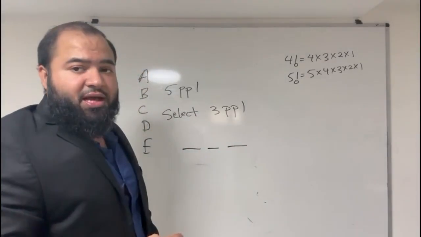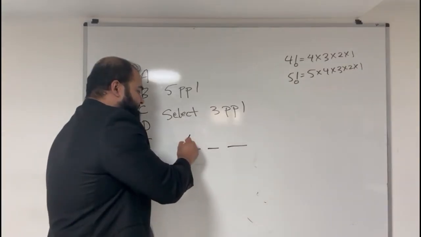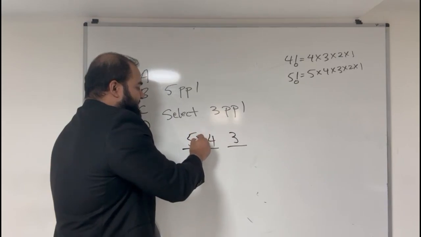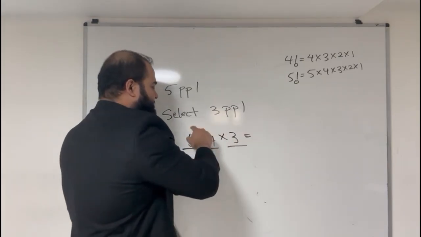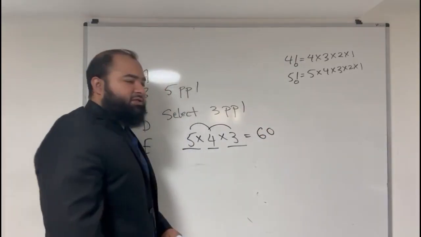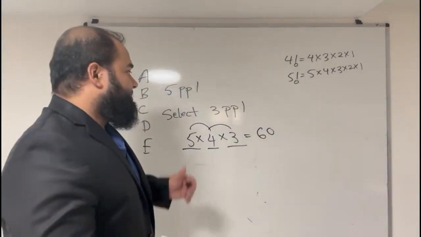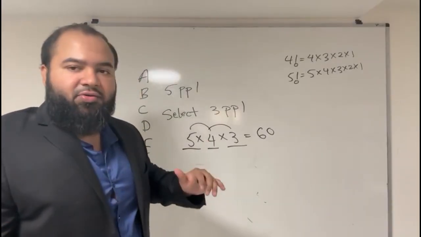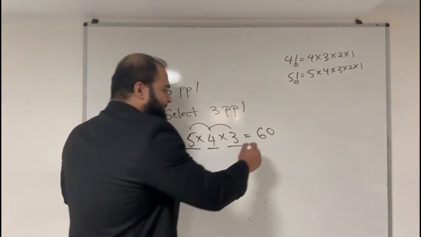How many options do I have for the first pick? 5 options, then 4, then 3. Then we multiply. That's how much? 20. 20 times 3 is 60. But the question is, do I have to divide or not? Since we're grouping here and the order doesn't matter, we have to get rid of the repetitions. So we're going to divide.